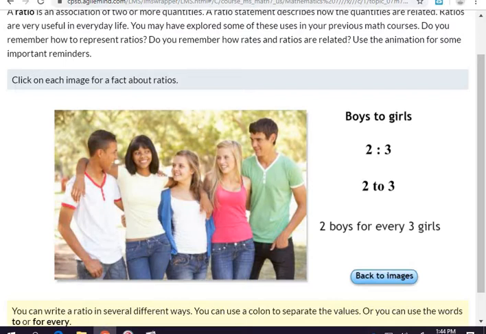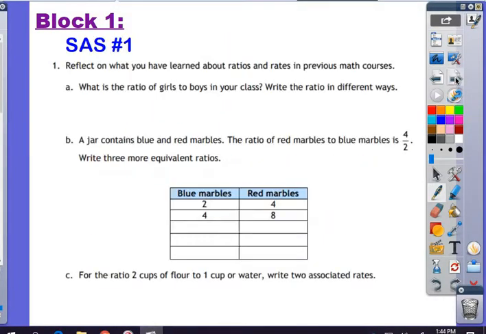So on question 1A, it says, what are the ratios of girls to boys in your class? Well, let's count how many girls we have. We have 1, 2, 3, 4, 5, 6. So we have 6 girls. How many boys? Anybody counted the boys already? 10 boys. 6 to 10.